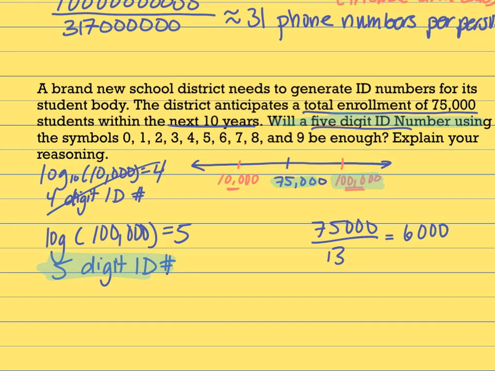So if you add that many students per year, it would take just a few years for the population to surpass 100,000, and they would need to add another digit to the student ID number to become 6 digits. So the school district should probably think about being proactive and maybe making a 6 or 7-digit ID number, especially if their school district is growing.